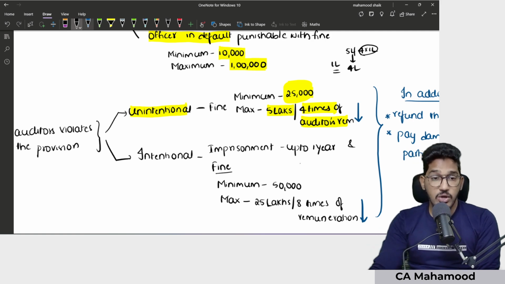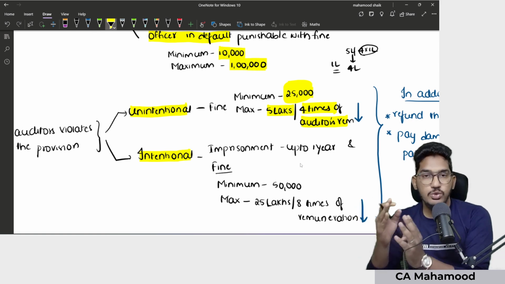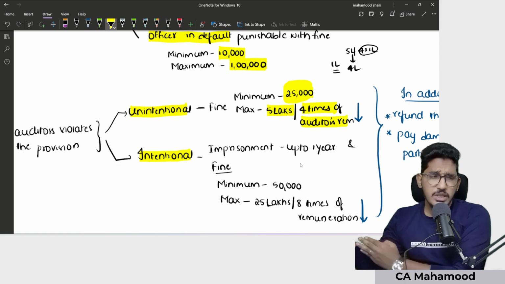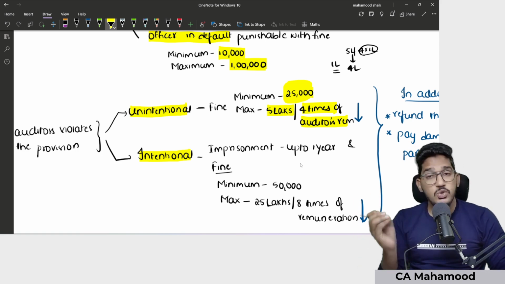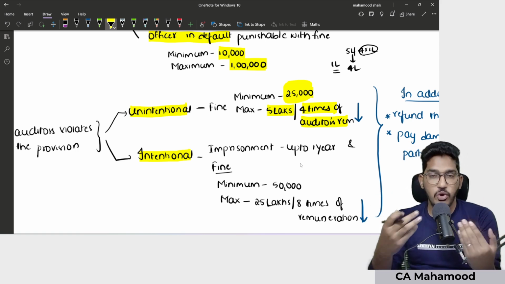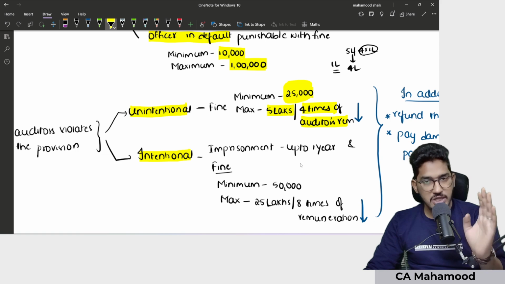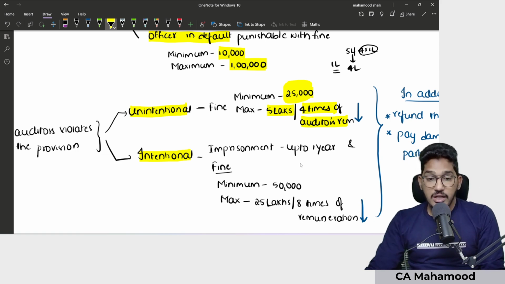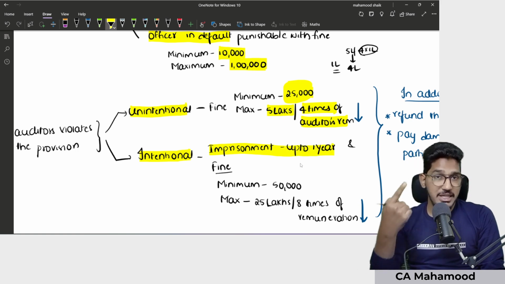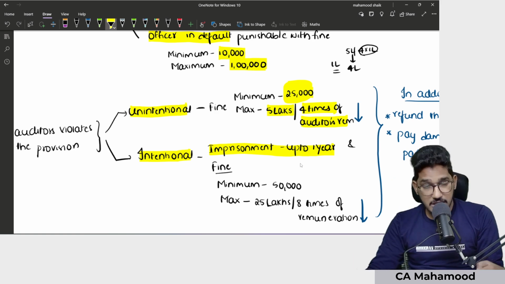Clear? In case the auditor has violated the provisions intentionally, willfully, to cheat either shareholders, management, statutory authorities or tax authorities, or to fraudulently convey some information to shareholders, management or regulatory authorities, then he will have to undergo imprisonment, which may extend up to 1 year. If you have committed an unintentional mistake, there will be no imprisonment, only penalty. But if it is an intentional non-compliance, you have to undergo imprisonment up to 1 year.